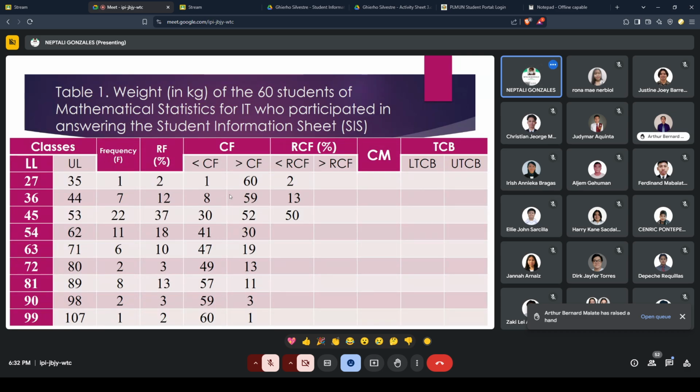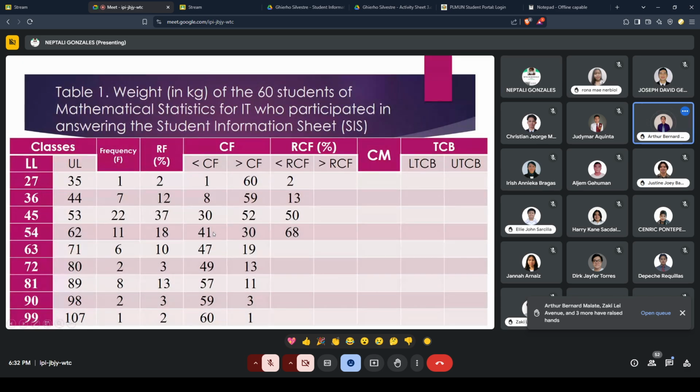Arthur. 137 po. Huh? Ay, 41 divided by 60, you should not be greater than 100. It's very easy to tell that your answers are correct if your answer is below 100%. So Arthur, 41 divide 60 times 100, rounded off to the nearest whole number. Ano po, 69. Ay, 68. Okay, 68%.